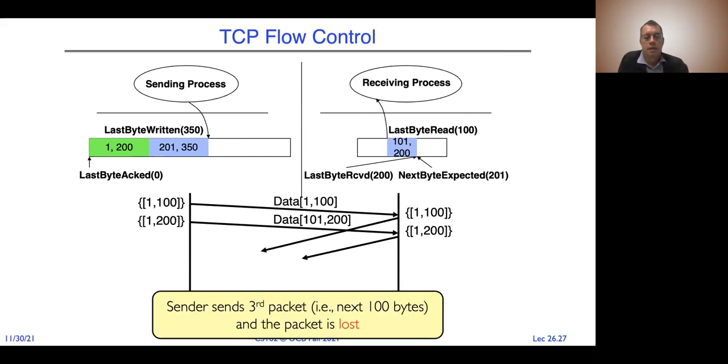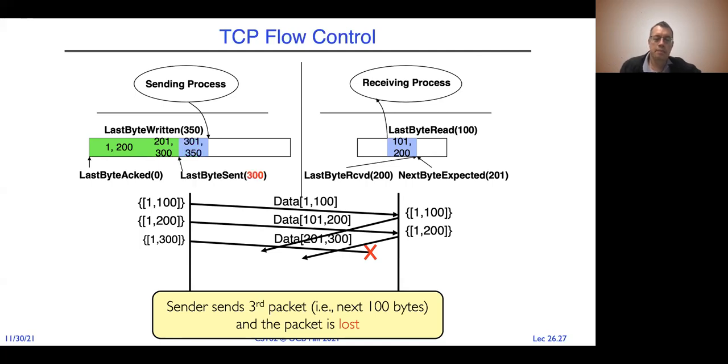Now, the sender, I know that I sent only 200 bytes. The receiver told me initially that I can send 300 bytes. So I still can send 100 bytes. So let me send the next packet. But let's assume now, to make things more interesting, that this packet has been lost. Okay, that's fine.